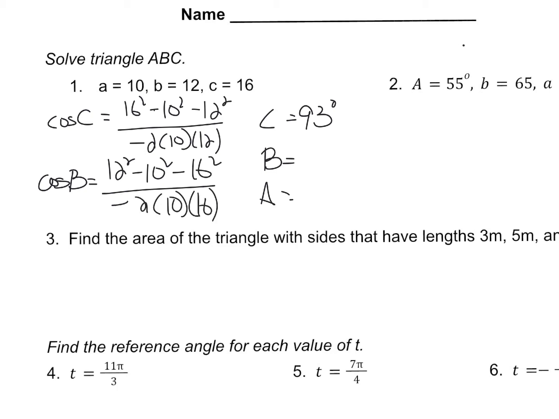And again, at the very end here, I'm going to punch all that in, and then hit inverse cosine to get my answer. I'm getting 48.5 degrees, so I'm going to round that to 49 degrees for angle B. And then real quick, to get my last angle, I'm going to subtract those two from 180 and get 38 degrees. So there are your three angles for number 1.